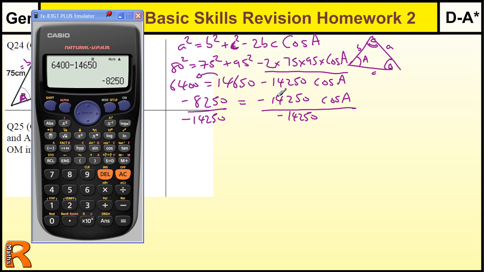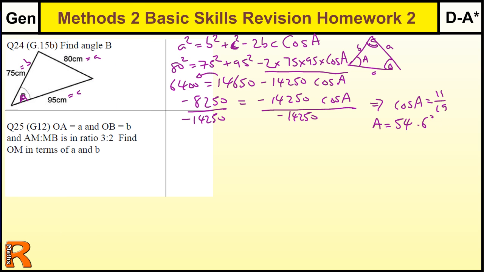If you imagine this being just 5 times cos A, or 5A even, to get rid of the number in front of the cos A you need to divide by it. So we need to divide by negative 14250, and that gives us 11 over 19, so cos of A is 11 over 19. To find A, which is an angle, we always use the inverse of the trig function to find the angle. Bung the answer in there. So cos to the minus 1 of that is going to give us an angle of 54.6 degrees, or 55 degrees to the nearest degree.